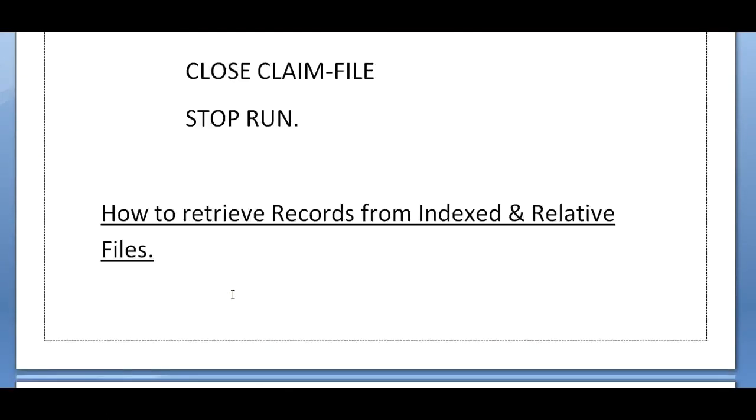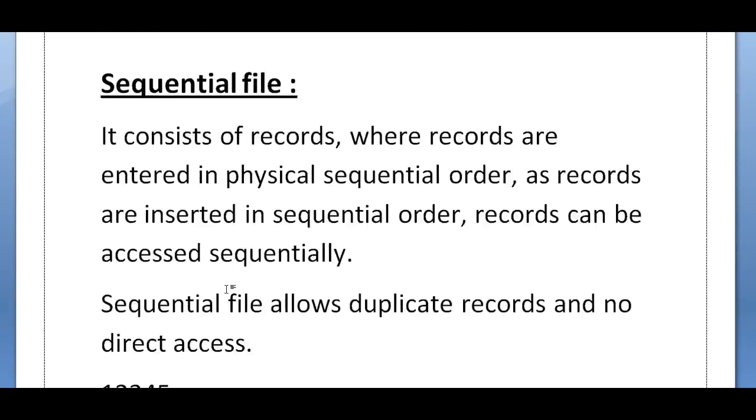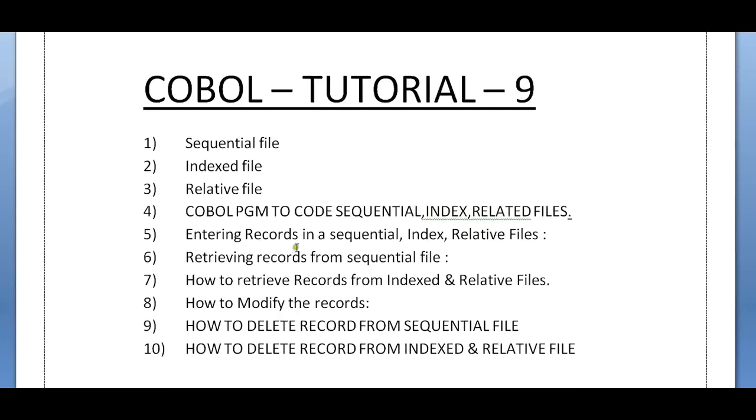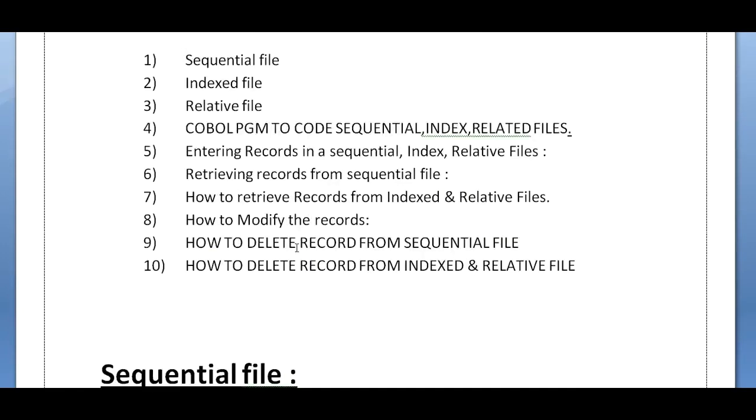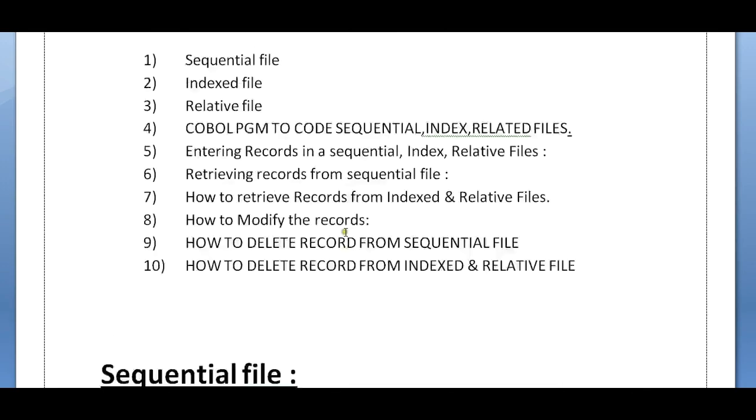Just to recap, what are the various things we have learned today in our class? We started with the different files we use: sequential file, index file, and relative files. Then the COBOL program to code sequential, index and relative files, entering records in them, how to retrieve a record from a sequential file and from index and relative files, how to modify records, how to delete a record from a sequential file and in the same way from index and relative files, and a sample COBOL program using a sequential file. So this is all about files in COBOL.